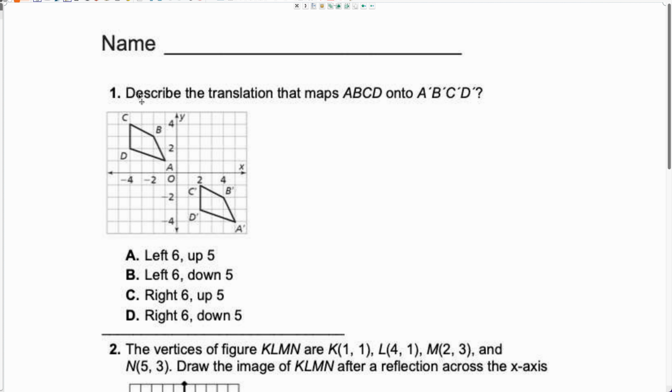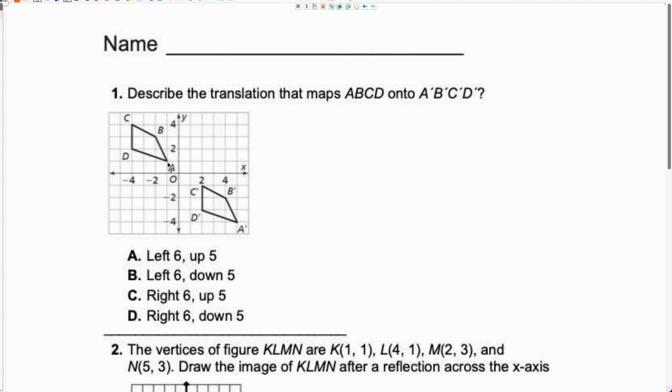If I want to get from A right here to A prime, I need to move right 1, 2, 3, 4, 5, 6, and down 1, 2, 3, 4, 5. And that's exactly what it says here. Right 6, down 5. Okay? So far so good. Anybody feel like if that was the only question on the test, you're passing? I think most of us are doing okay after one question.